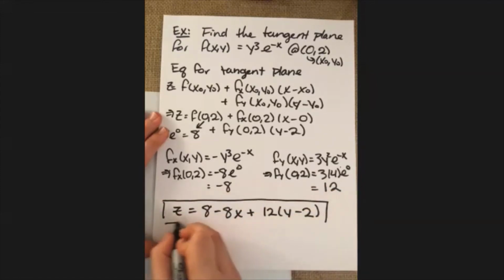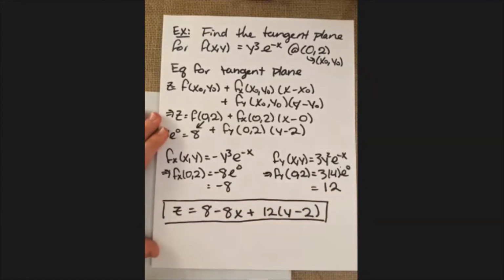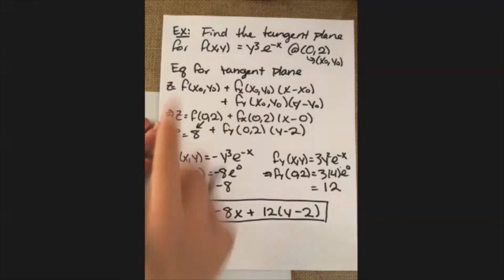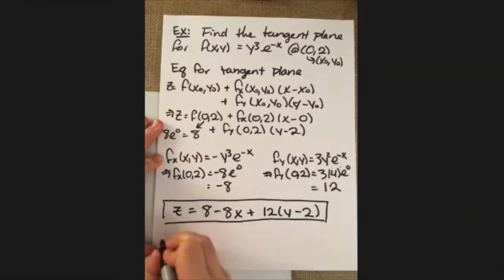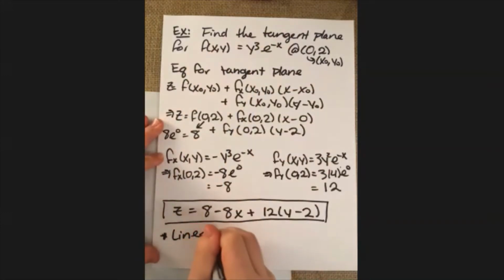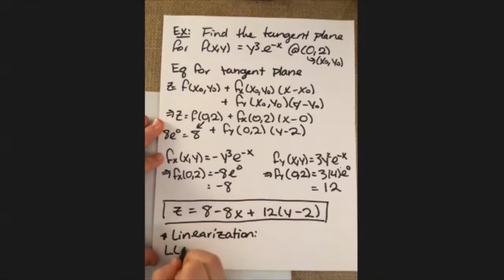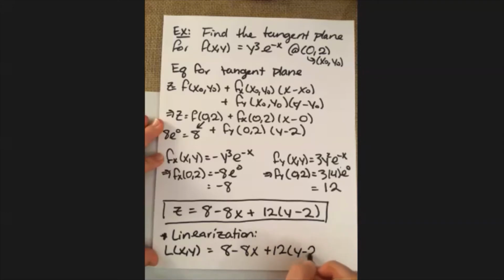And that is my tangent plane. If we want to also look at the linearization of this as well, although it's not asked for, just so we're clear about what this looks like, that would be the same equation, except we swap out that z for L(x,y), and then that's equal to 8 minus 8x plus 12 times y minus 2. And then that gives us the linearization there as well.